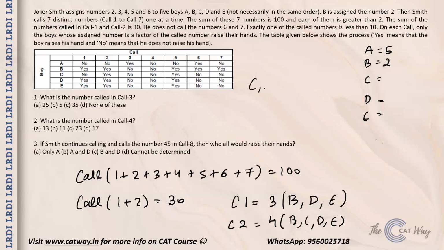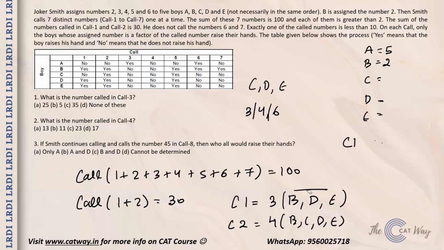So what we definitely know is that C, D, and E in any order are 3, 4, and 6. Okay, now if you see, these 3, 4, and 6 are the people who are raising the hand. If you look closely, C1 has been raised by 3 and C2 has been raised by 4.